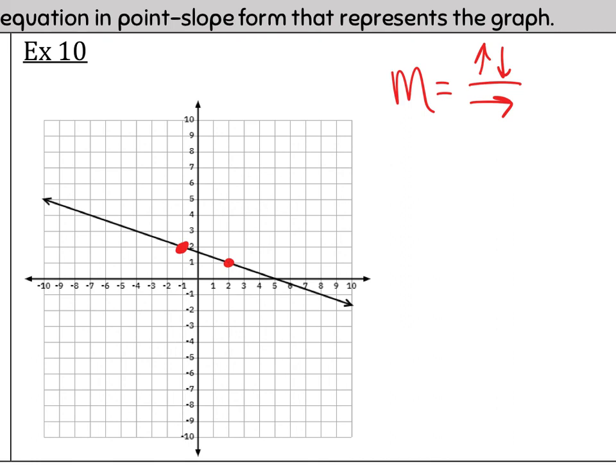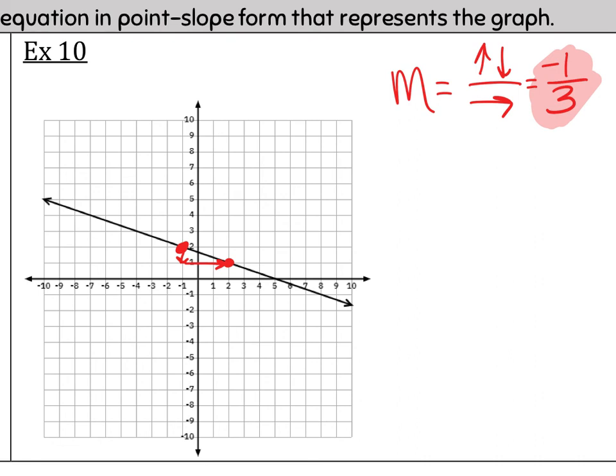How much did I have to go up or down to get from one level to the next? Guys, count out loud. Did I go up or down 1? Down 1. So to show I went down is going to be a negative 1. And then how much did I go to the side to get to the other point? 3. Can I reduce the fraction negative 1 over 3? No, so there we go. I have my slope. I know what I'm plugging in for m. But I also need a point.